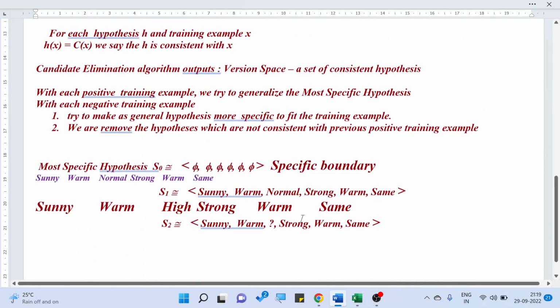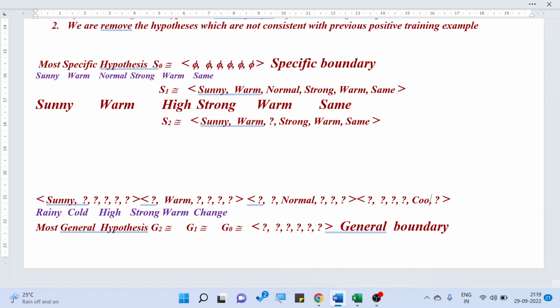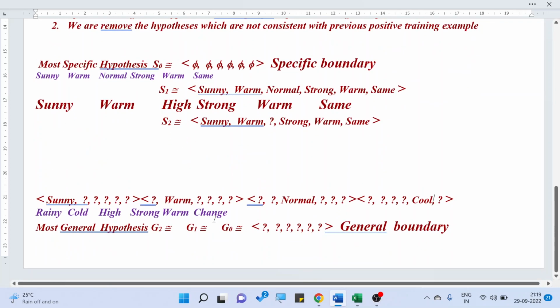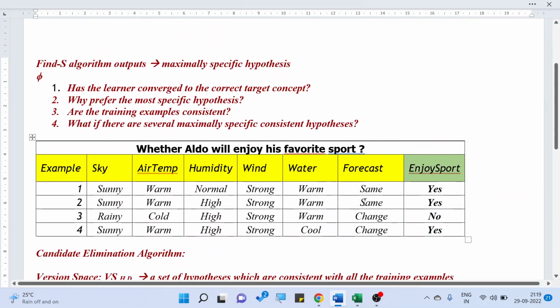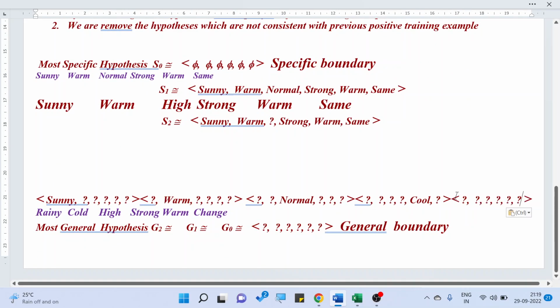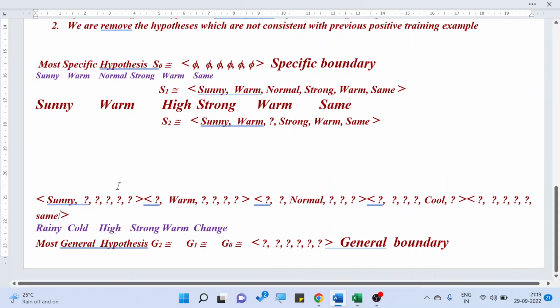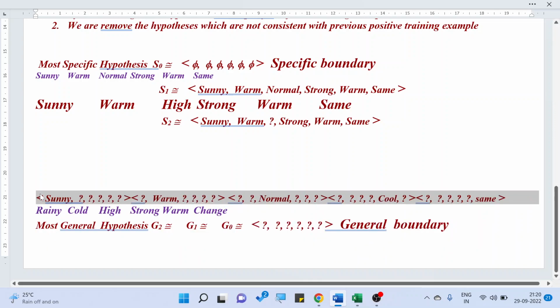The opposite of warm is cool, so I will write cool here. Then change: he will not enjoy. Then same: he will enjoy. Because change is negative, I am taking the positive opposite, same. So these are the set of hypotheses which we can call G3.